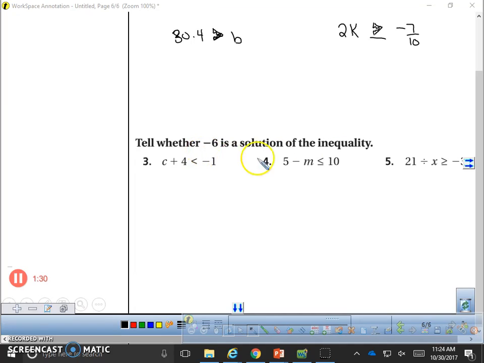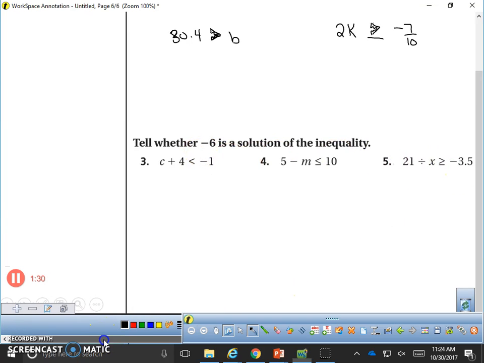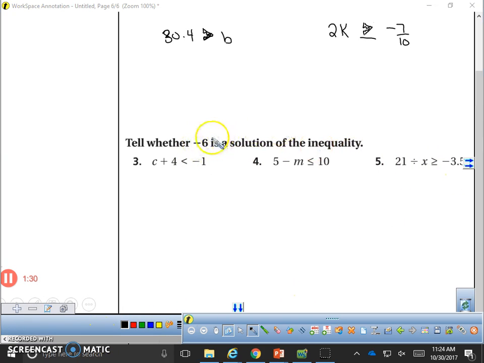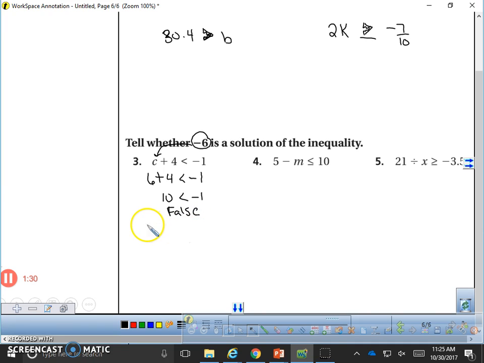Example 3. Now we're going to talk about solution sets, okay? Is negative 6 making the statement true? If we plug in negative 6, is the statement true, is what it's asking. Negative 6 plus 4, is it less than negative 1? Negative 6 plus 4 is negative 2. Is negative 2 less than negative 1? Yes, this is true. So, yes, it's a solution.